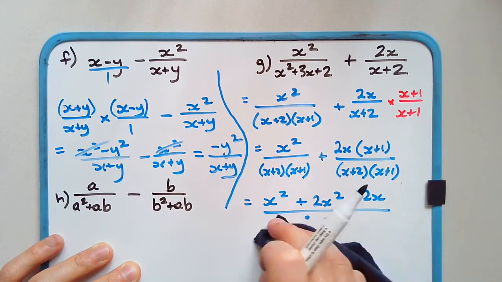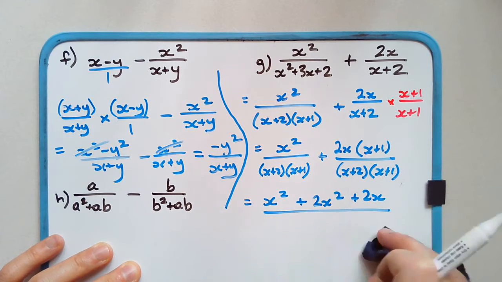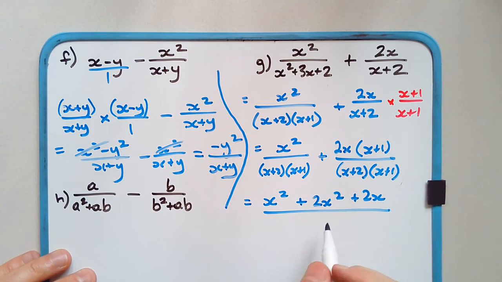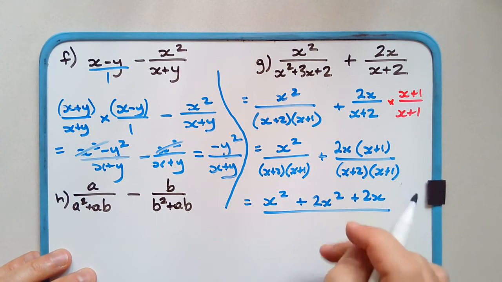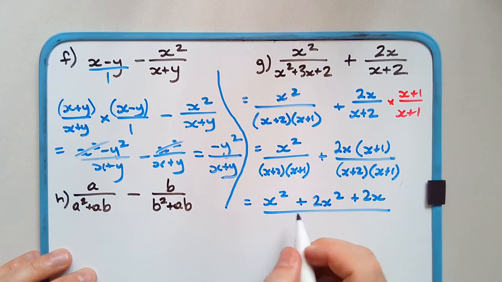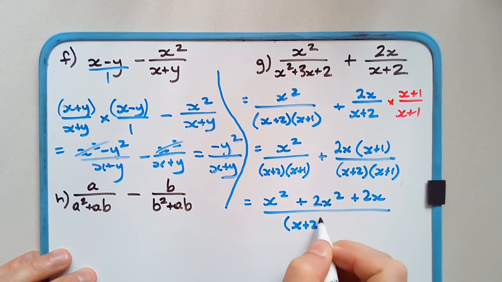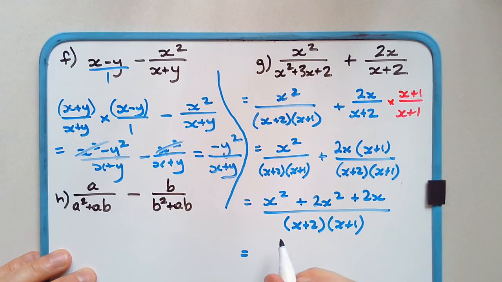So I'm just going to go back a little bit here. Because there's a chance that maybe there could be something here that might cancel top and bottom. So let me just leave it as x plus 2, x plus 1. Okay, so let's just collect the like terms. So we got 3x squared plus 2x over x plus 2, x plus 1.